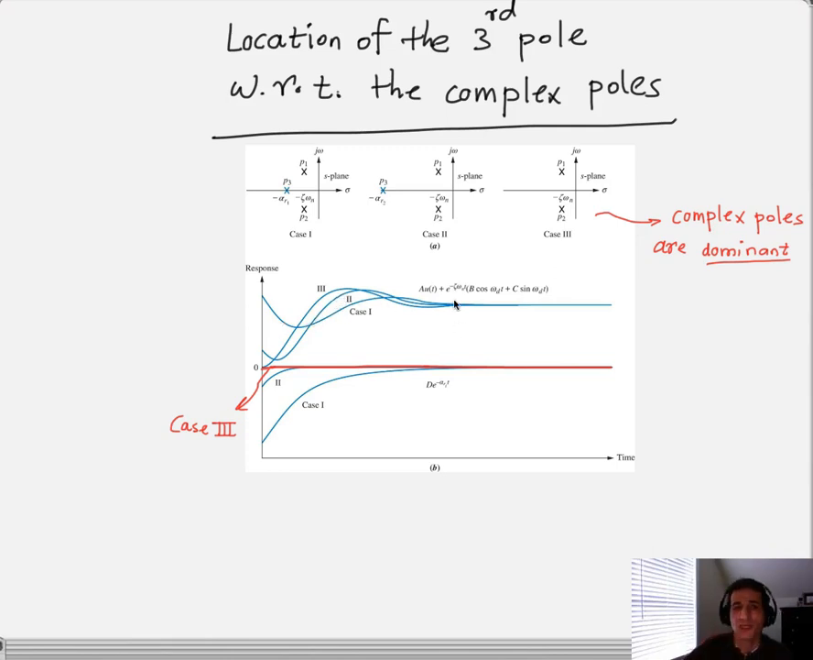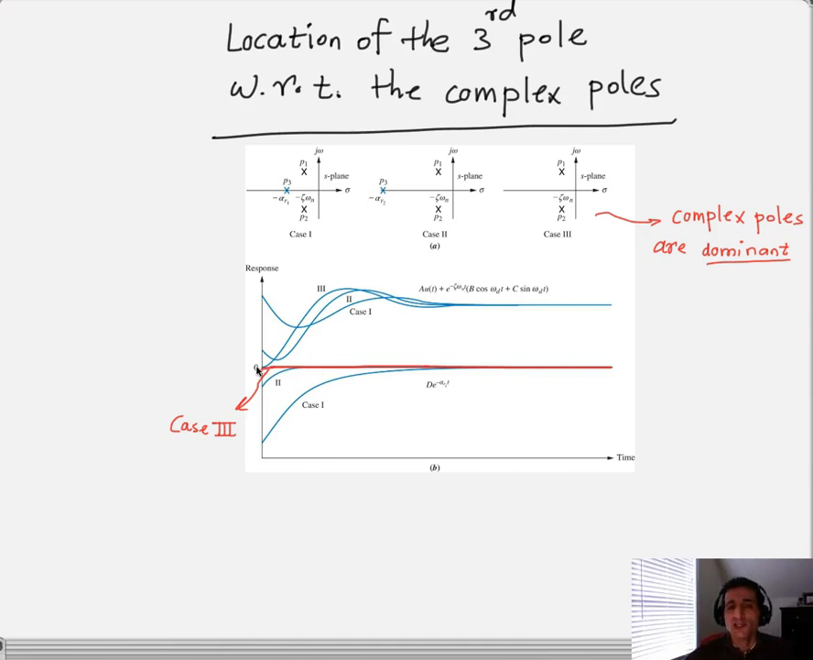Now if you compare the responses of that extra pole, or the response due to that extra pole, it's going to look like this. In case 1, it's like this, so it takes a while for the response to die out. For case 2, it dies out much more quickly. And case 3, you don't even see that, but it looks like this. It's just that red line. It starts from almost close, and in no time it gets to a steady state.